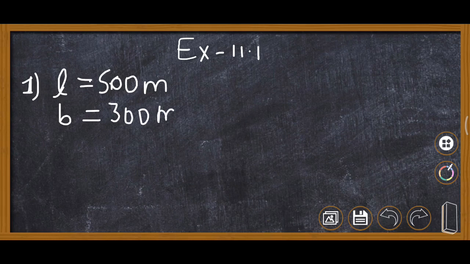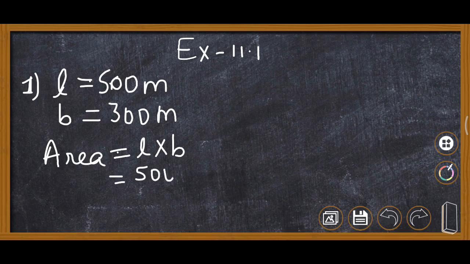Now we are required to find out the area. So area formula of rectangle is area is L into B, length multiply breadth. So 500 multiply 300. So answer is 15, 5 3s are 15 and 4 zeros. This is in meter square.